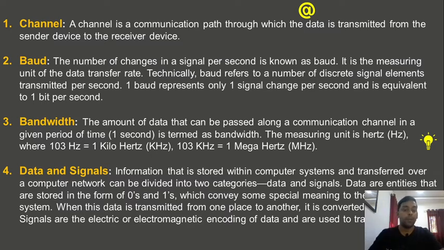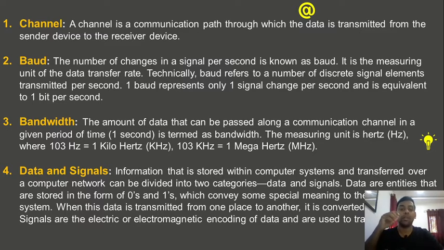Next one, baud. Baud is of course a technical terminology. It might be somewhat unfamiliar to you. Baud means simply what? Bits per second. And in networking devices you could see the terminology baud. Baud simply means bits per second, and the number of changes in a signal per second is known as baud. That means the number of signal changes per second is called a baud.